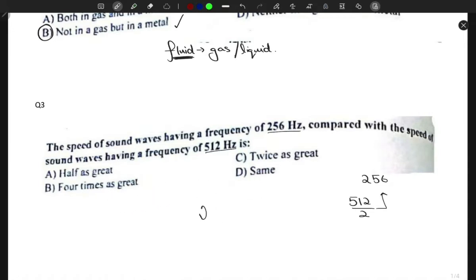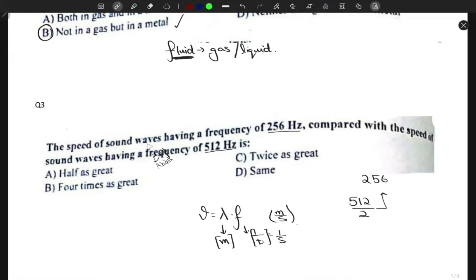Remember, the velocity or the speed of sound waves is given as lambda times frequency, because lambda has the units of meters, right? And frequency is something like 1 over t, so it has the units of 1 over seconds. So this makes the units of meters per second, right? So if the frequency is high, then the speed will be high. Now in this case, 512 is 2 times as high as 256.